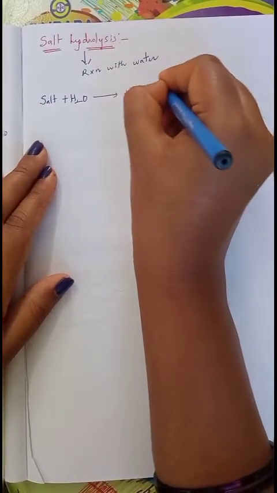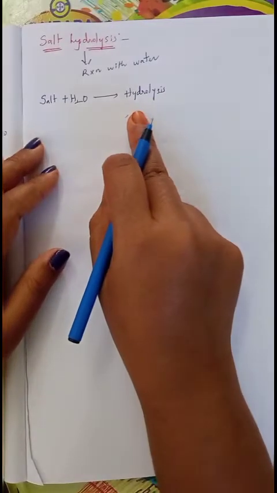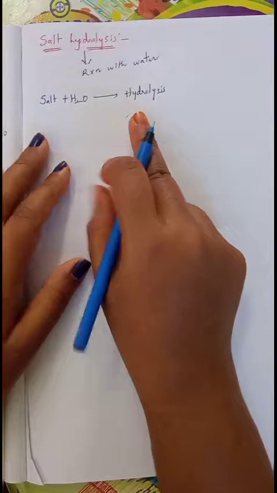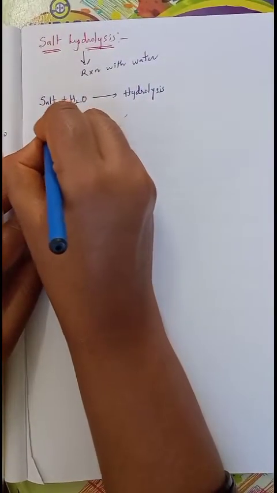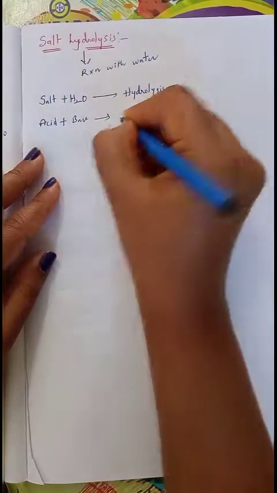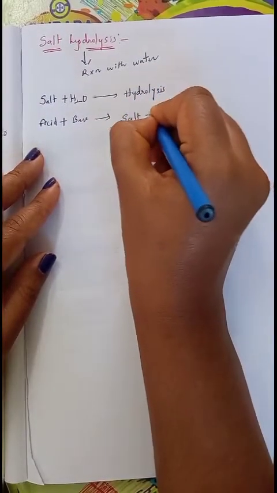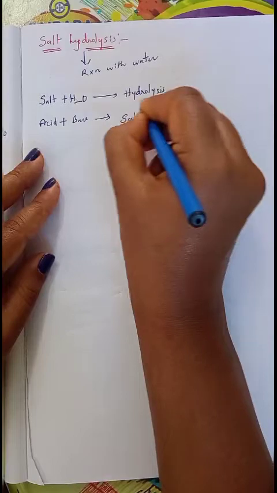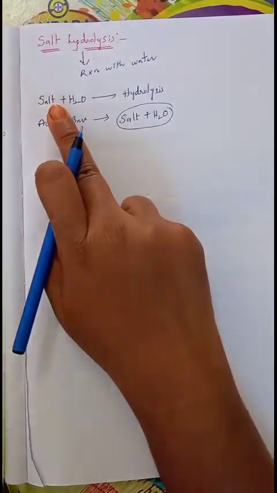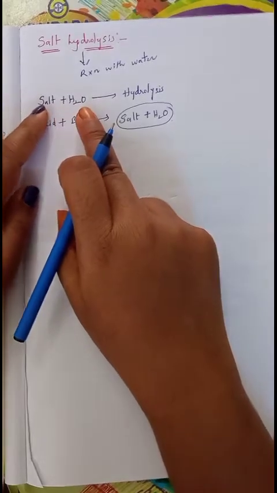This hydrolysis, we may also say it is the reverse of the neutralization reaction. Hydrolysis we can also say is the reverse of neutralization. What is neutralization? Acid plus base. When these two undergo reaction, they will give salt and release water. Whatever the products are obtained in neutralization, those only we are taking as reactants in the hydrolysis.